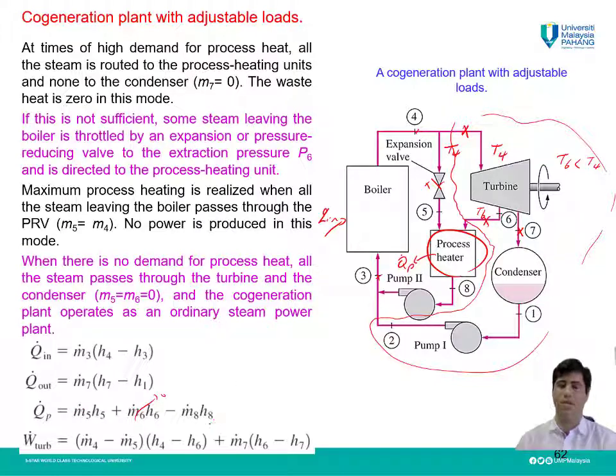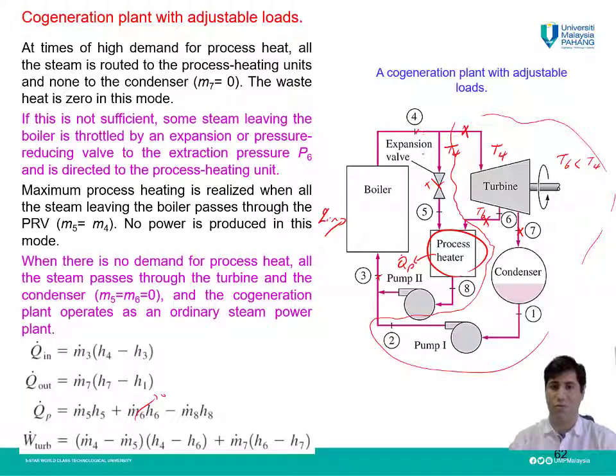As you know, H, or enthalpy, is a property of the working fluid, which is dependent on the pressure and temperature of the working fluid, and also its mass flow rate in that state. And the work which we can get from the turbine in this cogeneration plant with adjustable loads is W dot turbine equal to m dot 4 minus m dot 5, m dot 4 minus m dot 5.